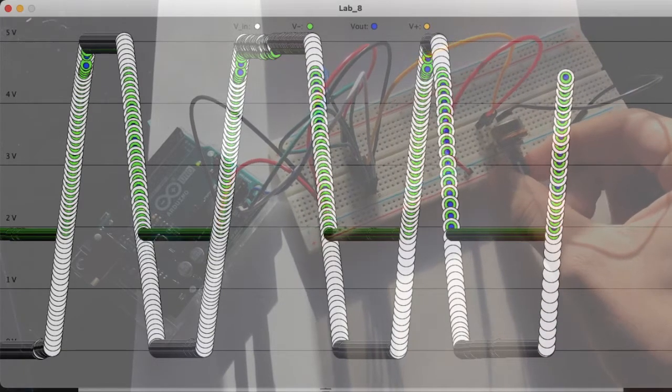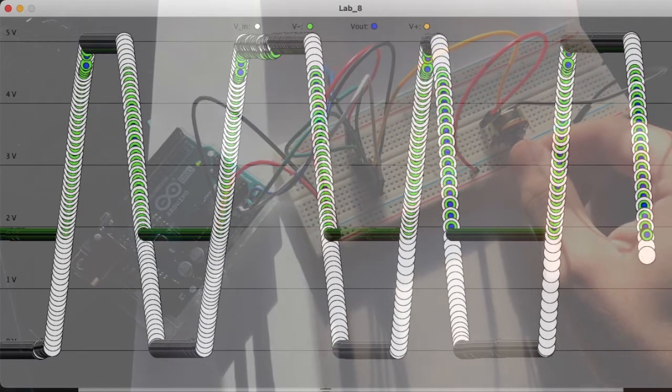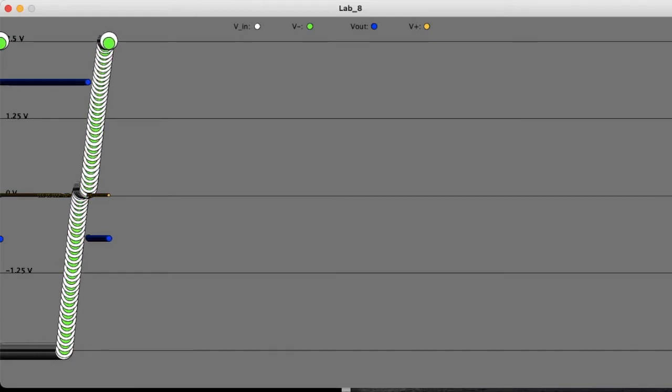So above 2 volts, the graph is as expected with Vin, V minus, and Vout all equal to each other. Next, here's our inverting amplifier circuit. We were instructed to send a 2.5 volt signal to the non-inverting pin, so we used two 1000 ohm resistors to make a voltage divider.